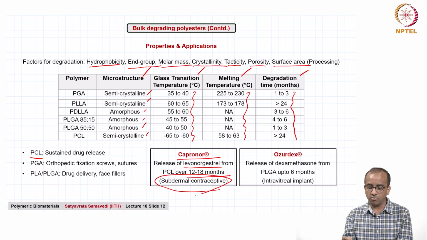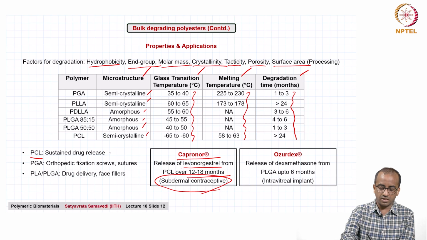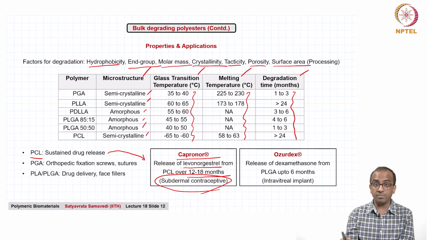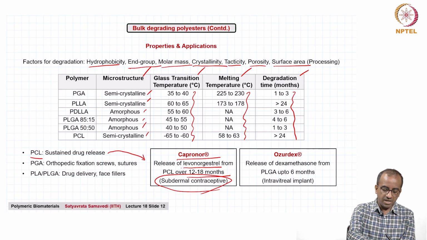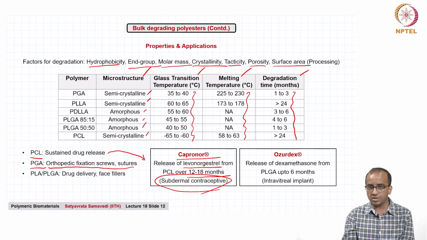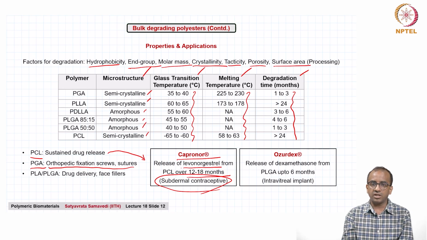But anyway, what we are trying to say here is that sustained drug release has actually been employed for developing a device that can release a certain drug at a certain rate over a very long time period, 12 to 18 months. PGA, for example, is used in orthopedic fixation screws and sutures, and with time they will resorb, ensuring that unlike metal pins or metal screws, you do not have to go back and retrieve them or correct them, they will resorb with time.